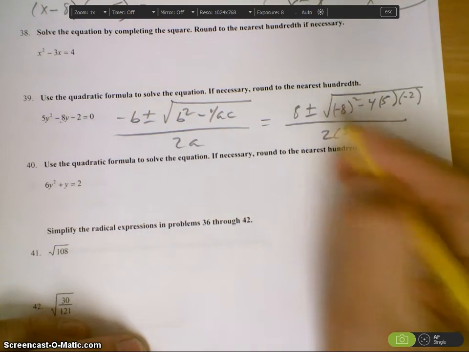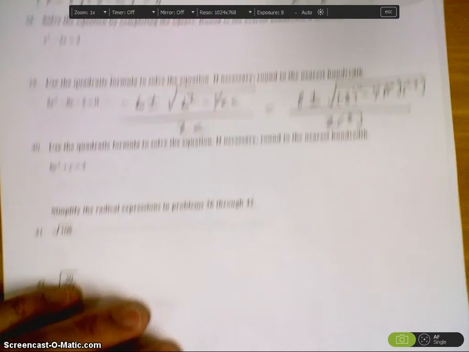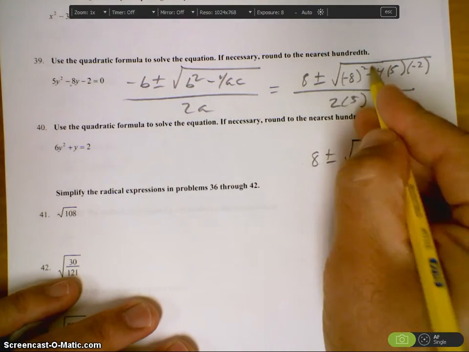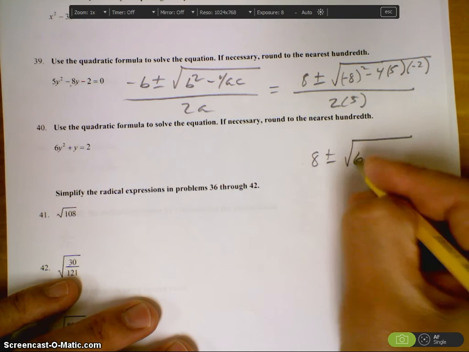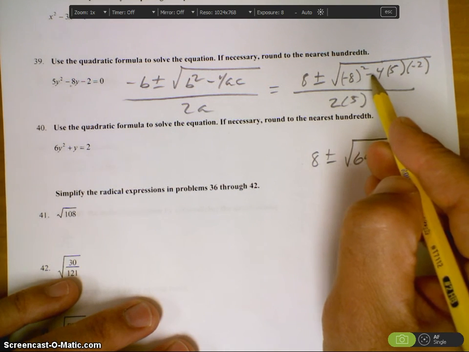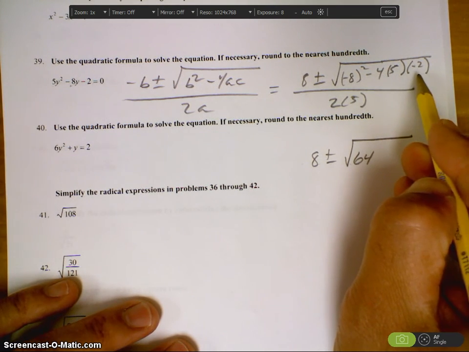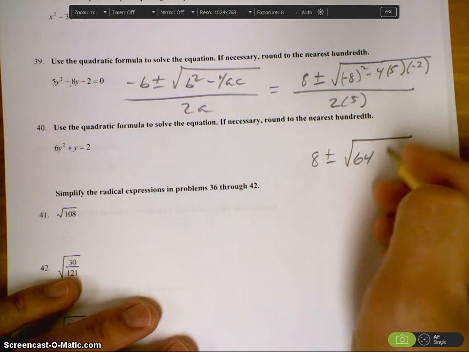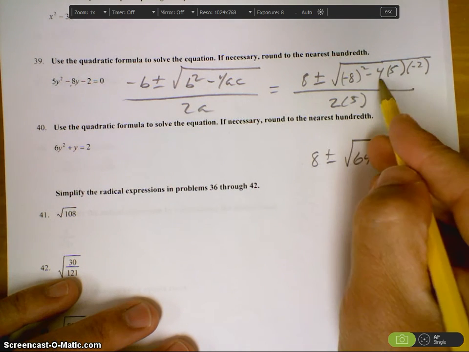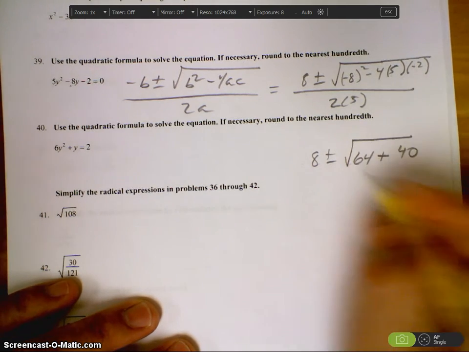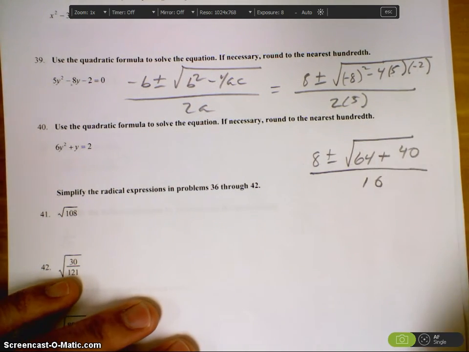So I'm just going to fill it in down here. The 8 I'm not going to mess with yet. And I'm going to simplify the negative 8 squared, which is 64. Remember, I look at the signs. This is negative 4 times 5 times negative 2. It has two negatives, so that actually ends up being positive. 5 times 4 is 20. 20 times 2 is 40, all over 10.